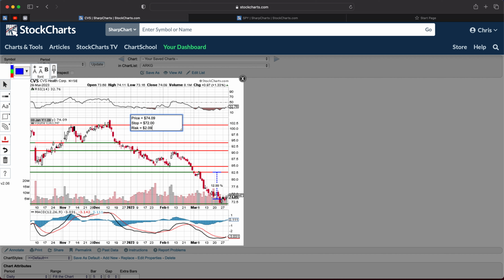Risk $2 and $0.09. Where did I get that from? If I hop in at $74.09 and I sell at $72, that means I just lost $2.09 for every share that I bought, right? So I'm risking $2.09 to get whatever my price target is, right?